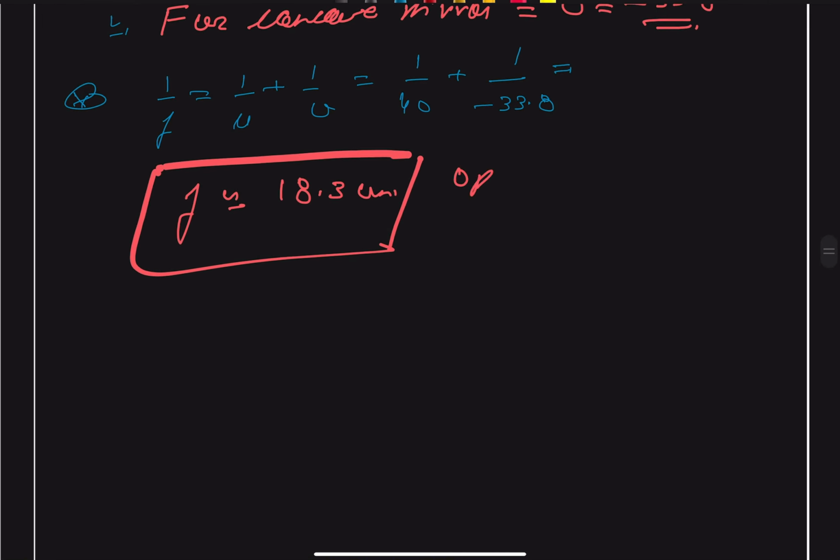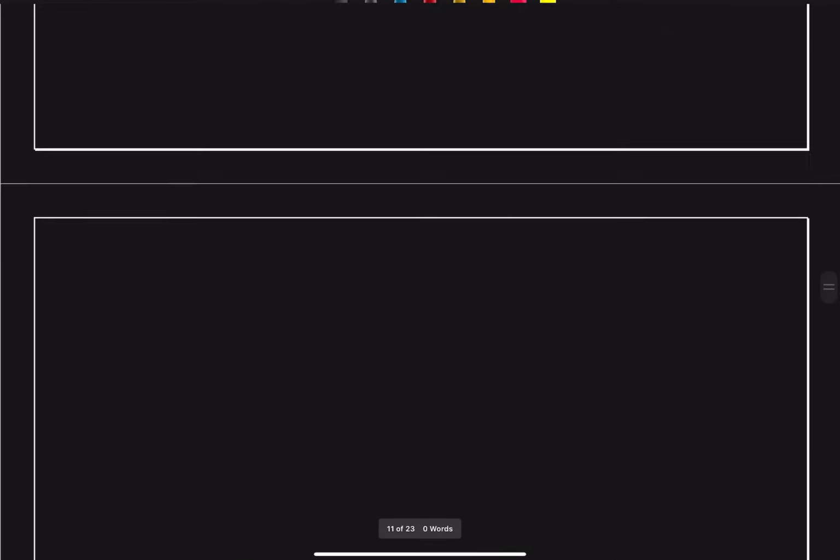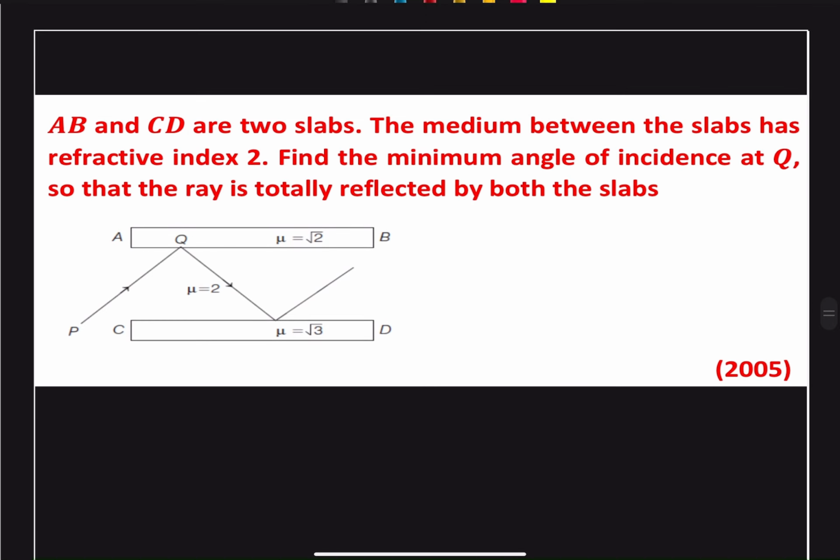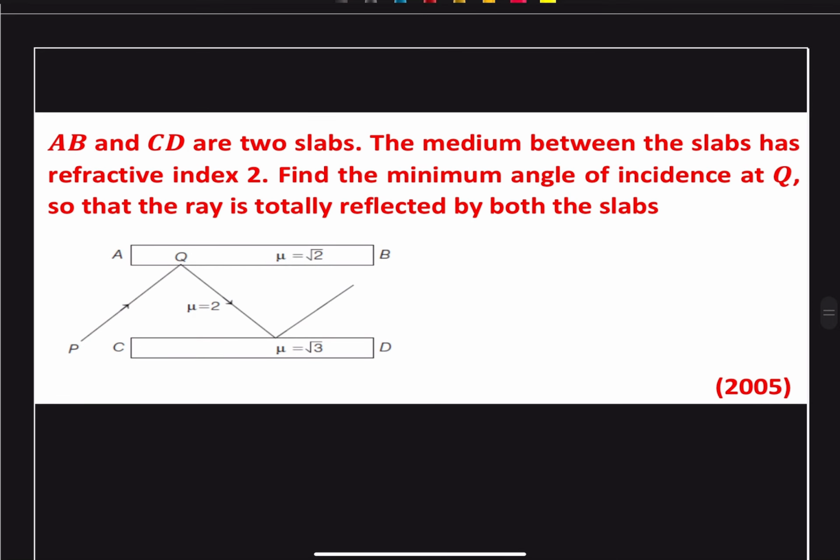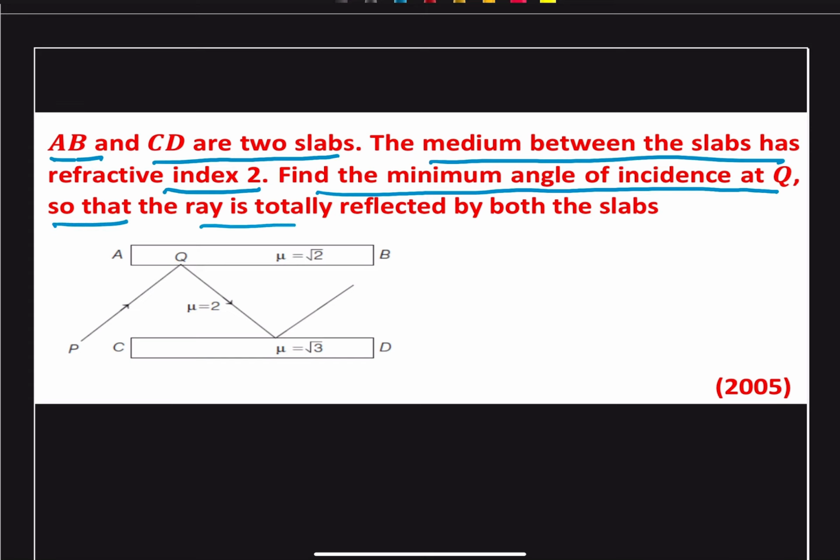Option C is correct. So we come to the next question, and it states that AB and CD are two slabs. The medium between the slabs has a refractive index of 2. Find the minimum angle of incidence at Q so that the ray is totally internally reflected by both the slabs.